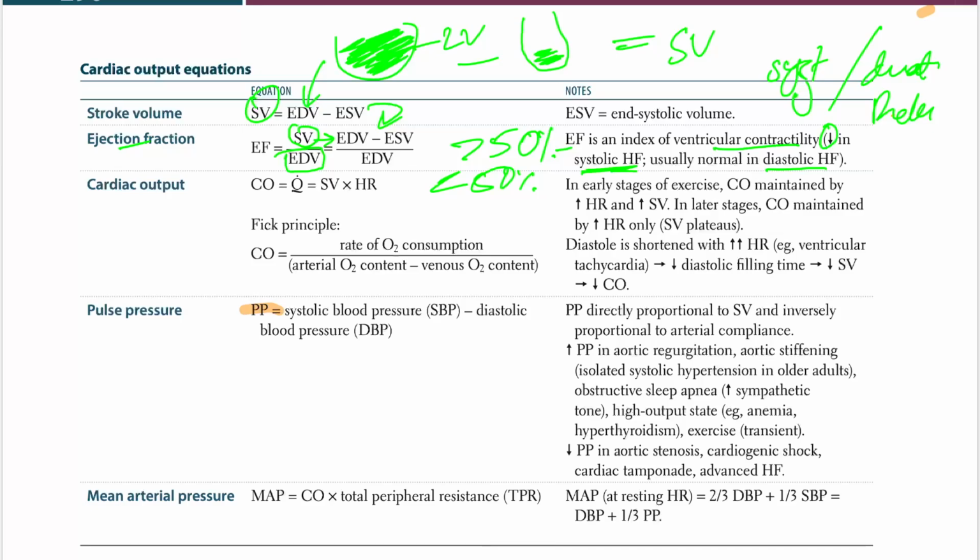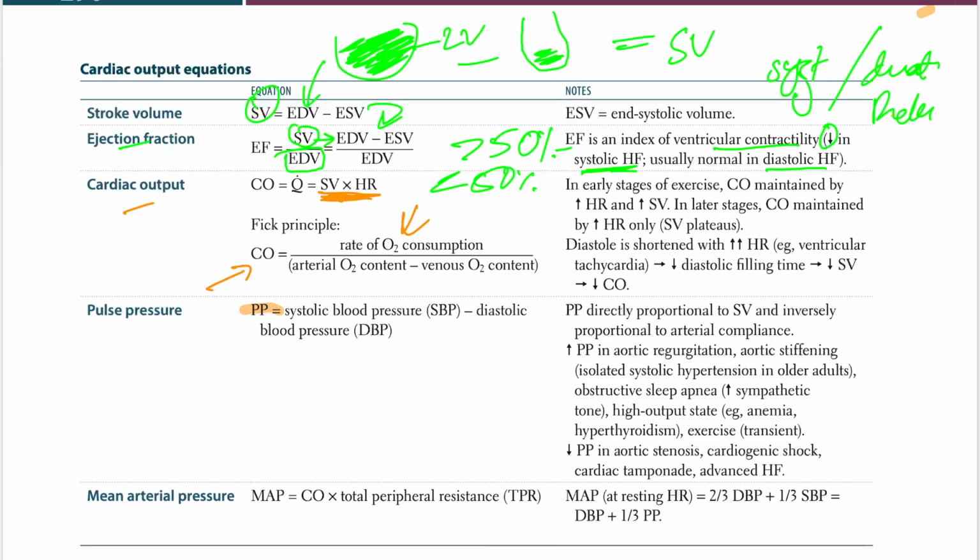Moving to the next one, cardiac output. What do we have for the cardiac output? CO equals Q equals SV times HR. So SV, again, stroke volume, times HR. So what is the Fick principle? Let's say we can't measure the stroke volume or the heart rate somehow, so we can measure the cardiac output in a patient by using the Fick principle, which is the rate of oxygen consumption.